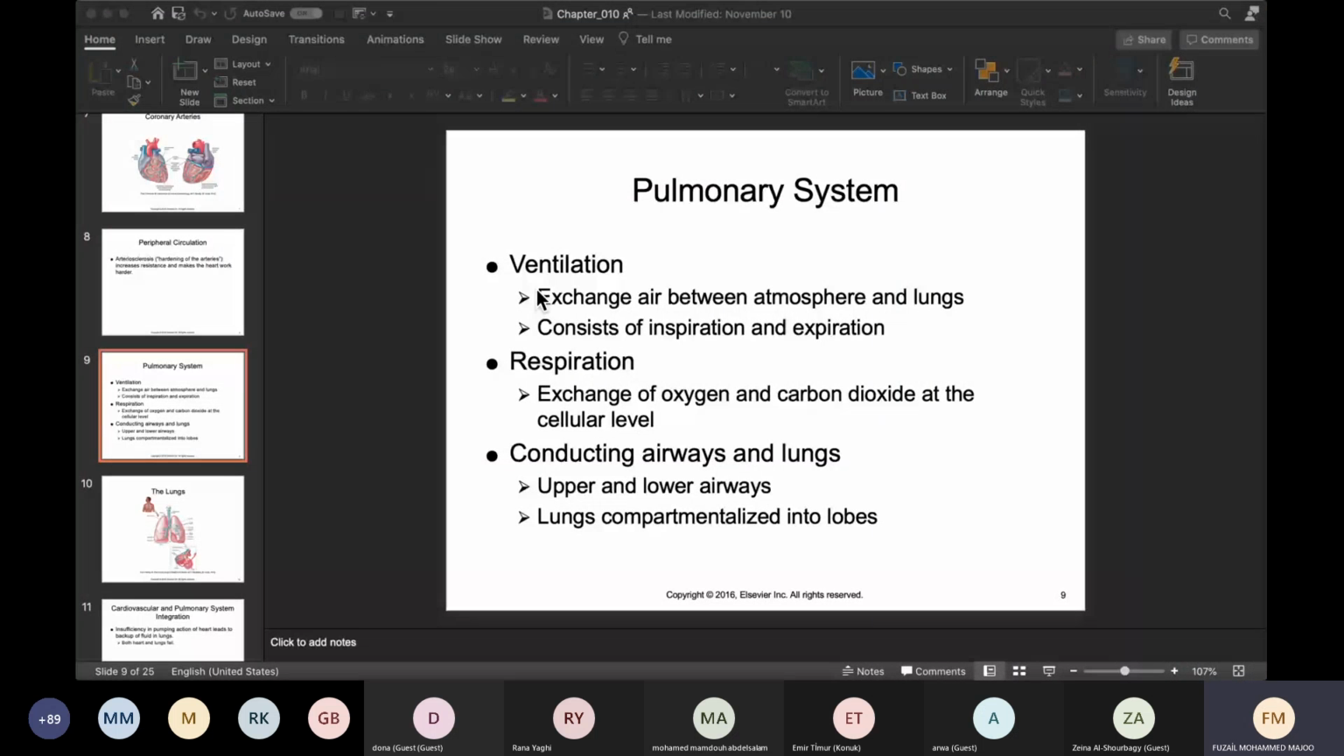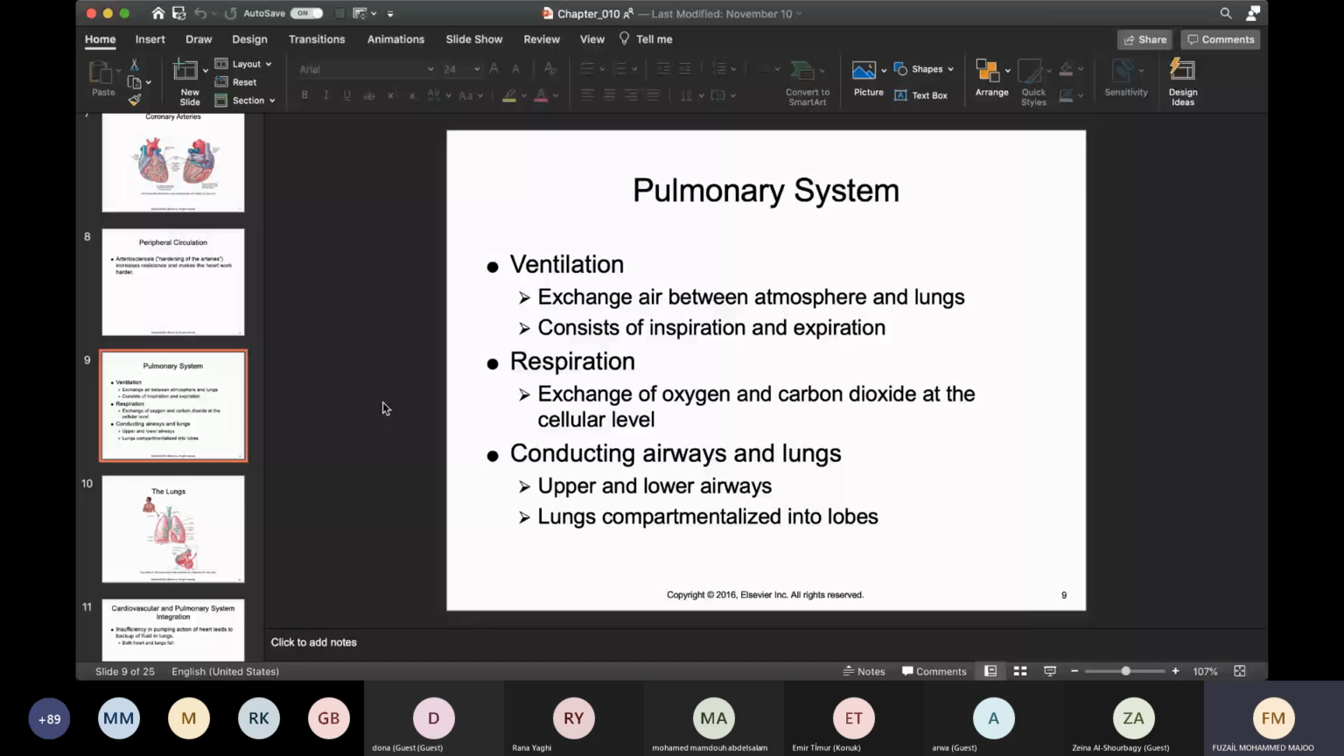Okay. All right, so when you look at the pulmonary system, we're talking about the lungs. And when you're looking at lungs, we're talking about an exchange of gases that takes place between the atmosphere and your lungs. Now, the process of ventilation includes taking in air, that's inspiration, and breathing air out, that's expiration. So inspiration and expiration constitute ventilation.